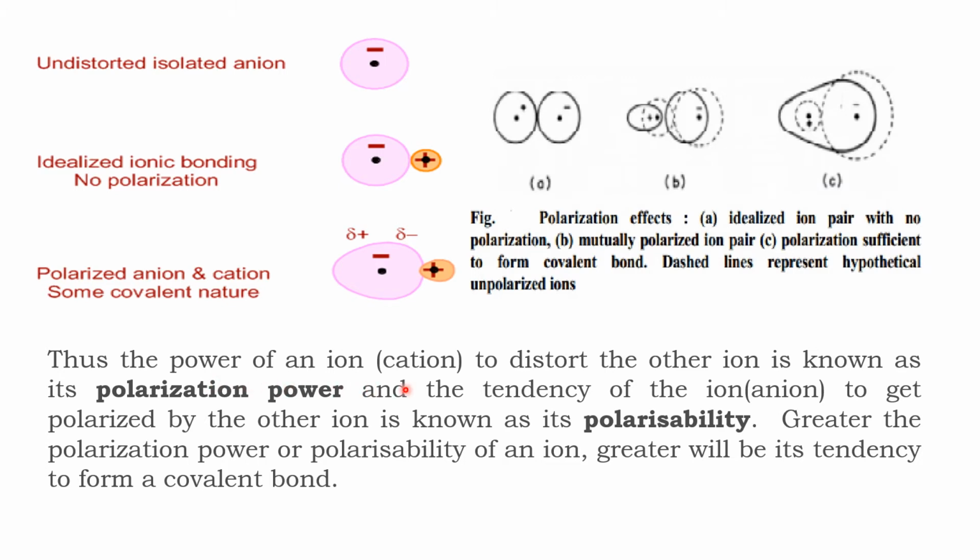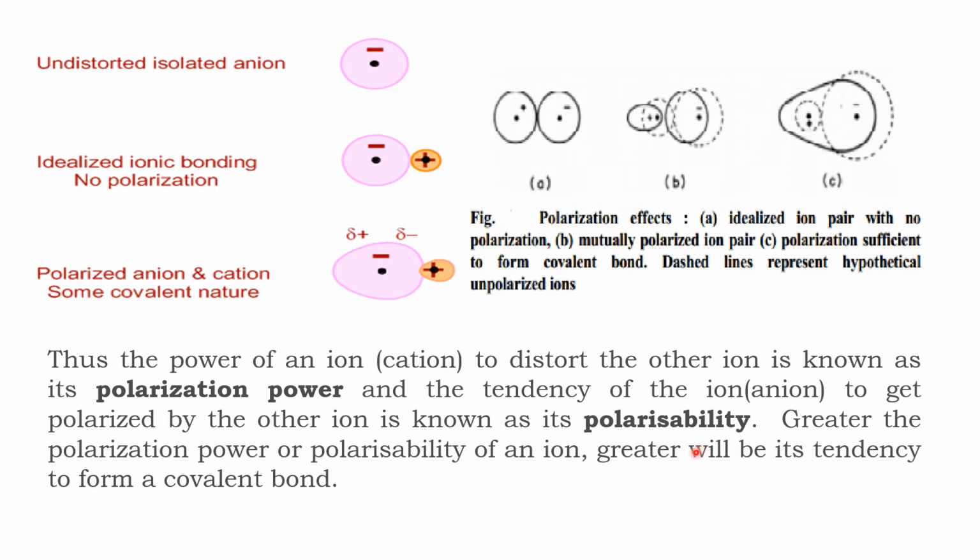The power of an ion, usually a cation, to distort the other ion, that is the anion, is called the polarizing power. And the tendency of the anion to get polarized is called the polarizability. So two concepts have come from polarization, that is polarizing power and polarizability.